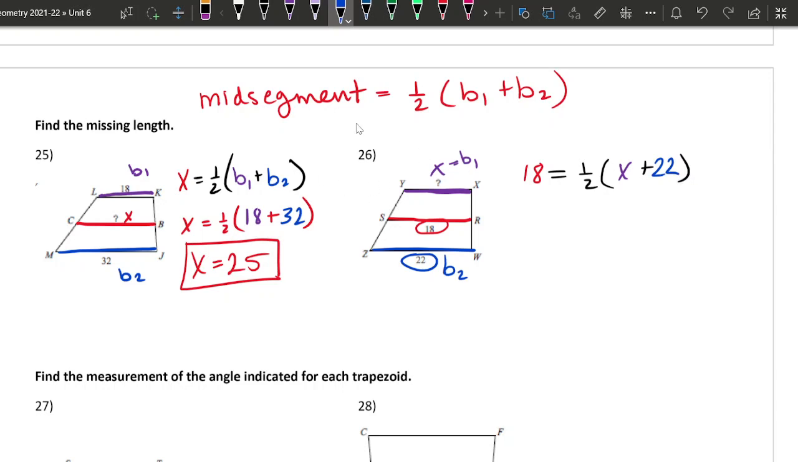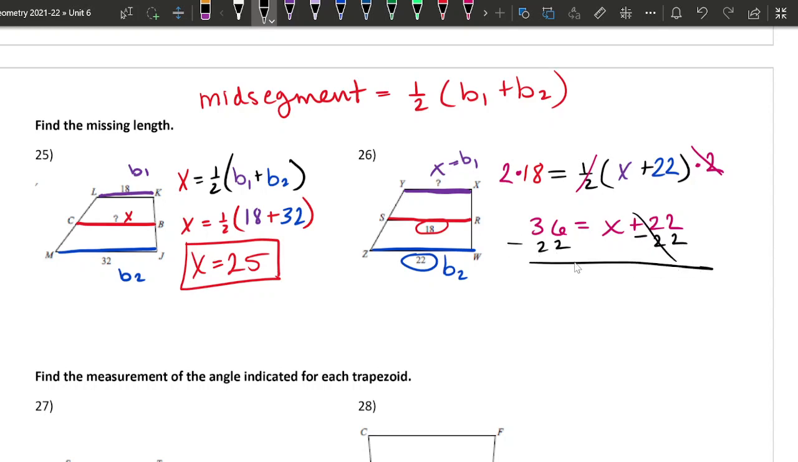And it's 18. All right, so then to solve this, I want to get rid of 1/2. 1/2, that's like dividing by 2. So if I want to undo division, then I multiply. So I say times 2. 1/2 times 2 is 1, so it cancels out. If I do it on one side, I have to do it on the other side as well. So 18 times 2, that's 36. So 36 equals X plus 22. And then I subtract 22. So 14 equals X.